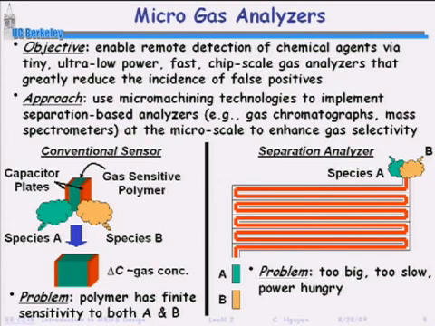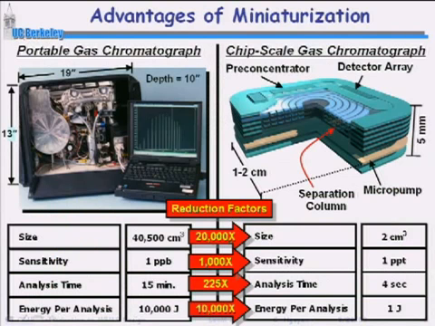The size went down by 20,000 times, from 40 cubic centimeters to 2 cubic centimeters. The sensitivity, even the sensitivity got better: 1 part per billion down to 1 part per trillion. The analysis time, 15 minutes, you had to wait that long just to get a good analysis, down to 4 seconds. The energy consumption, 10,000 joules down to 1 joule. This is all happening strictly through scaling, making the thing smaller. We're out of time now, so I guess next time we'll continue and I'll show you how this is all done.